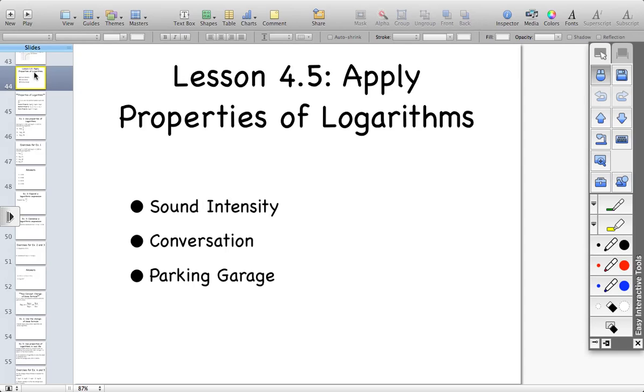So, applying properties of logarithms. We've seen examples already, how we use logarithms for sound intensity. The conversation example, I think, is pretty similar to that. And the parking garage example, I believe, is in your textbook. We'll see a couple of other examples in today's lesson.